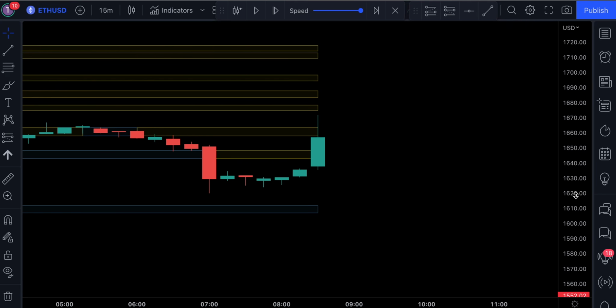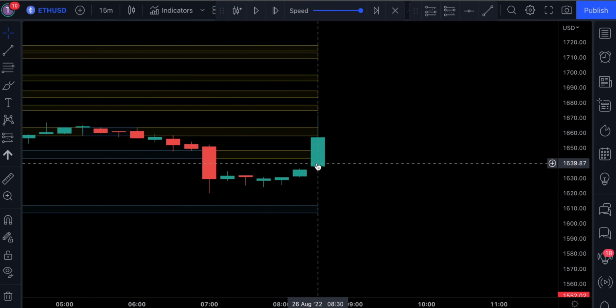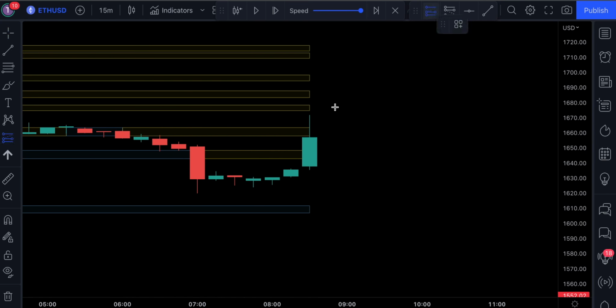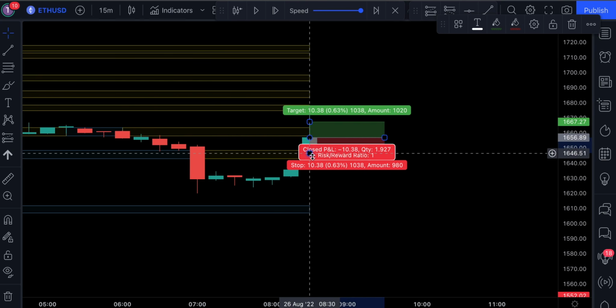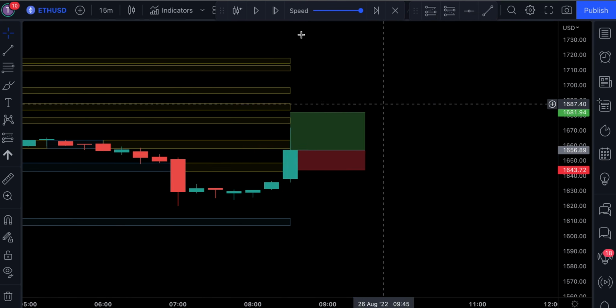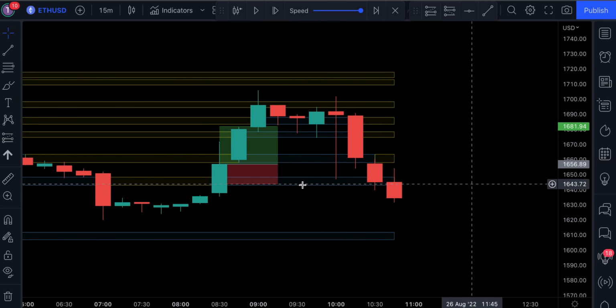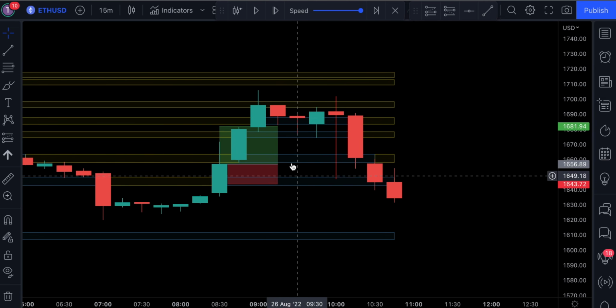For a long signal to be valid, the price action must cross and close above the key level of resistance. And when the price does that, the lines will turn from yellow to blue. As we can see, this is a really powerful indicator that identifies the breakouts with high accuracy.